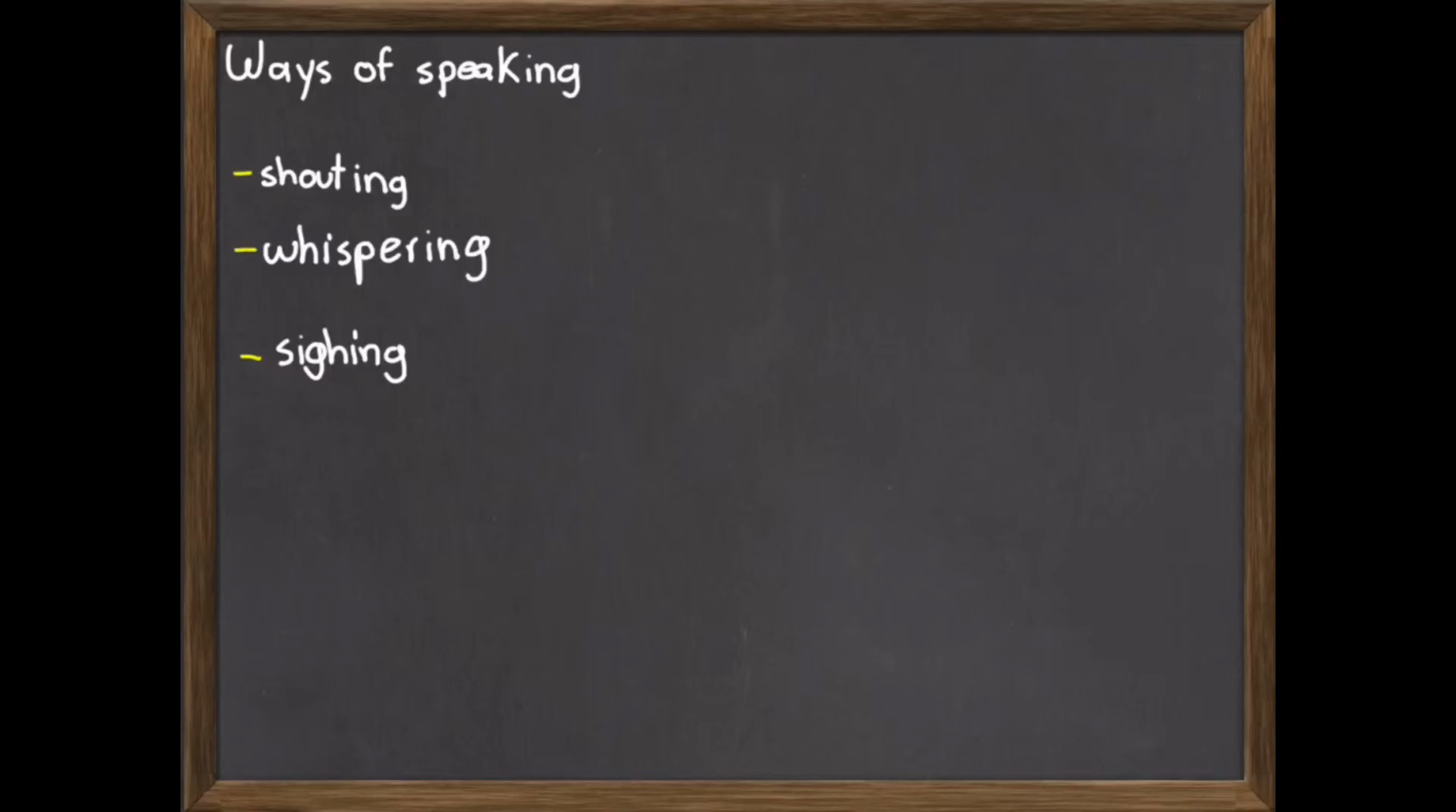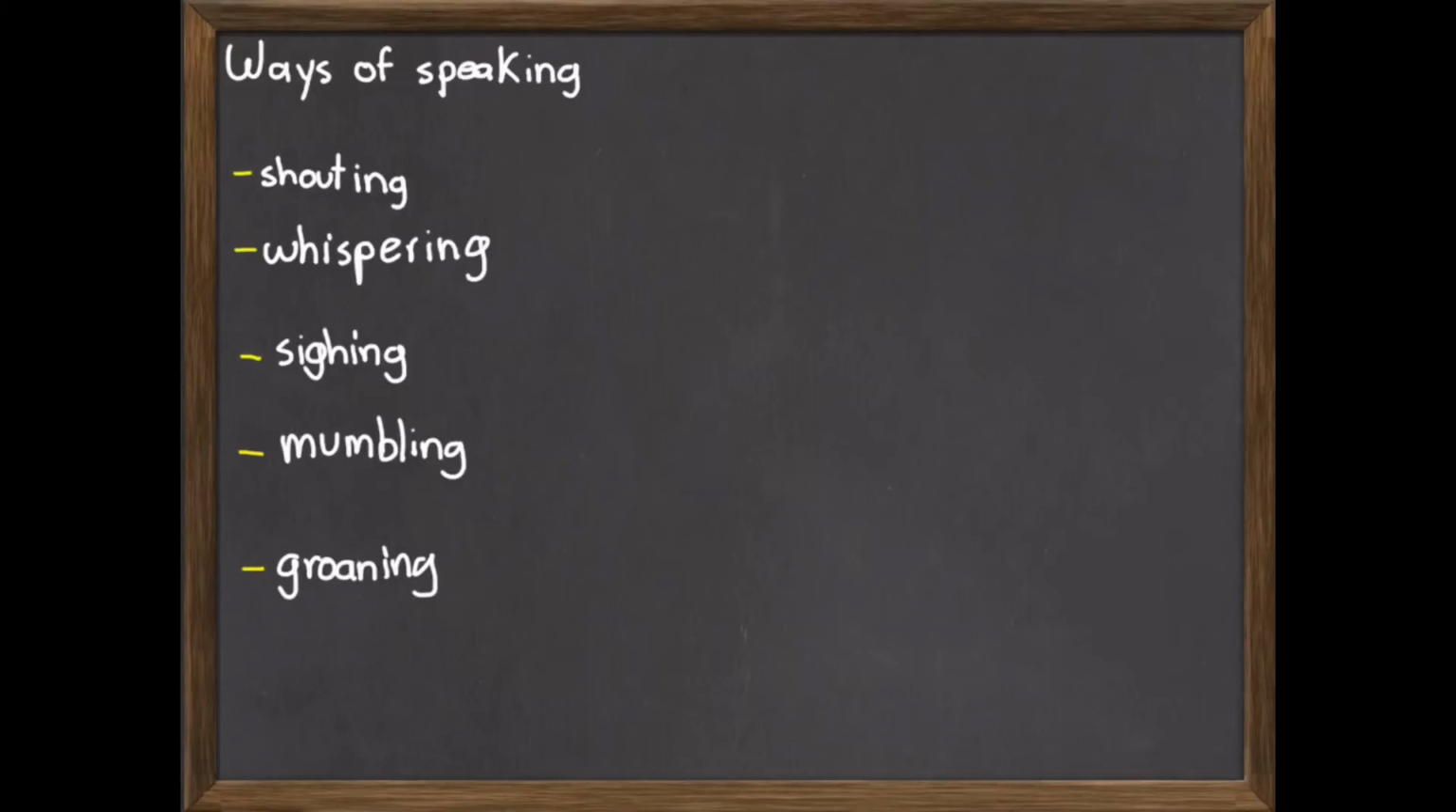Another way of speaking could be mumbling. When you mumble, people don't really understand what you're saying. You don't open your mouth. So I'm going to mumble a little bit. Like you cannot understand what somebody else says when they mumble because they're not opening their mouth. They're speaking sometimes to themselves.